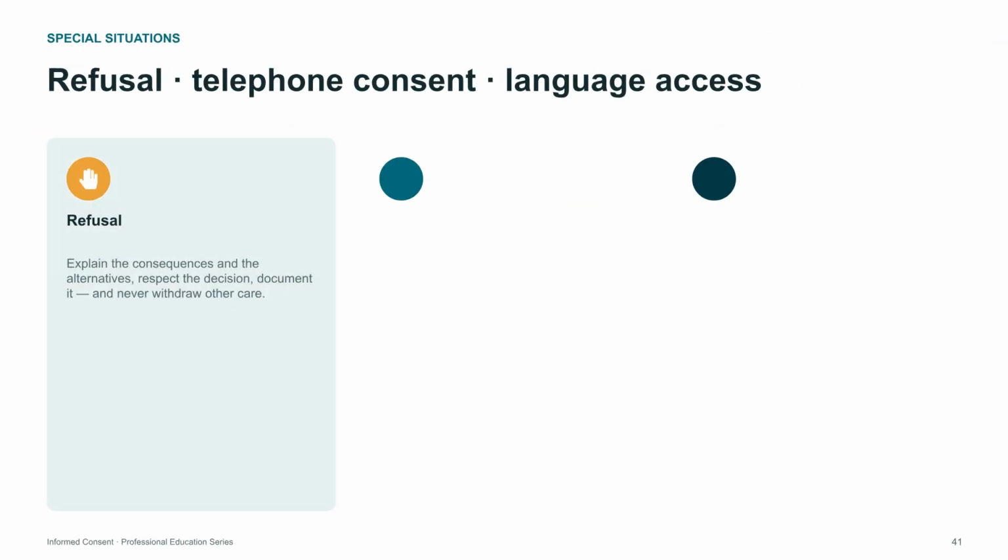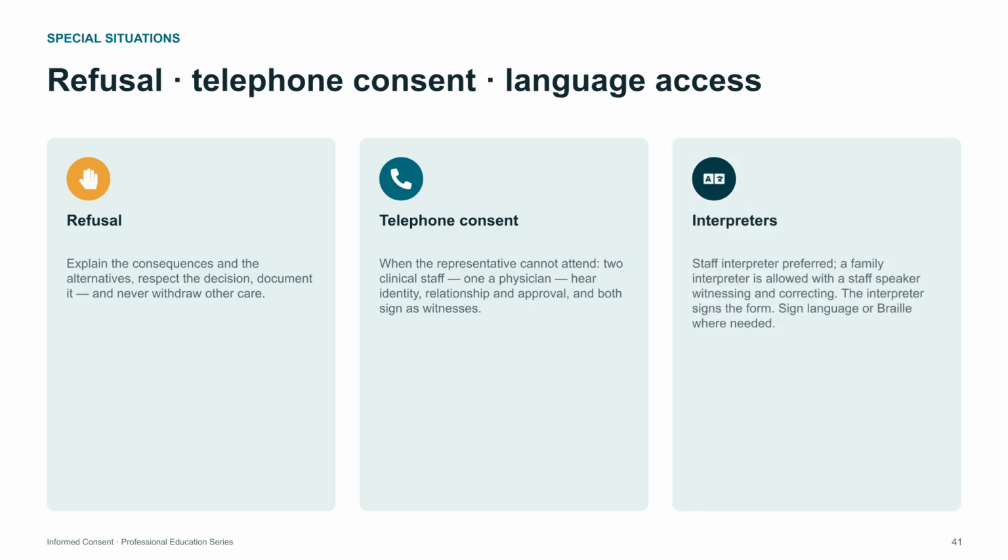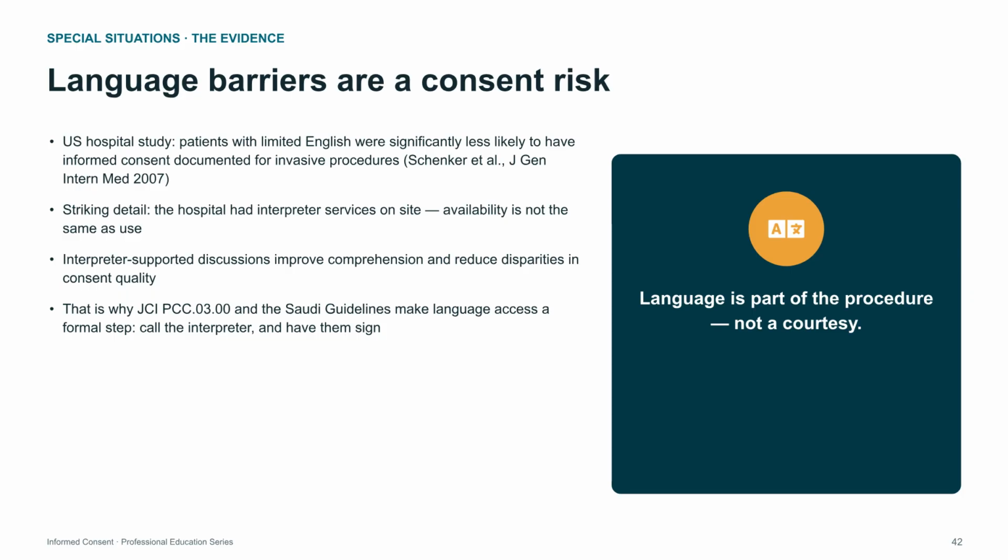When a patient refuses care, document the discussion of risks and alternatives thoroughly and never withdraw support. Telephone consent requires 2 clinical witnesses, one of whom must be a physician. Language barriers are handled by staff interpreters or qualified proxies who sign the form. Evidence shows that language barriers significantly reduce the likelihood of documented informed consent, even when interpreter services are available. Always prioritize the use of professional interpreters to ensure comprehension. This is a regulatory requirement, not a courtesy.